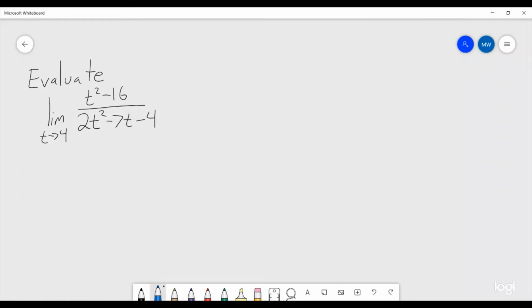Today we're going to go through a practice problem that might show up on an early calculus test.